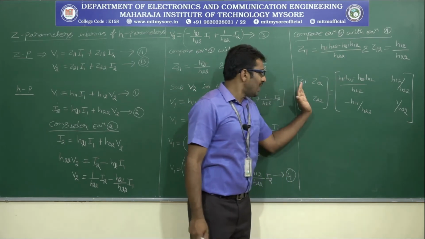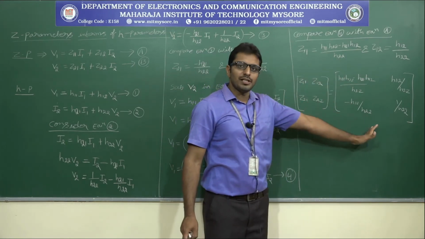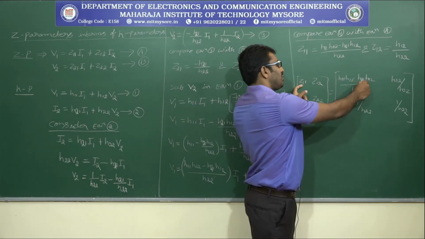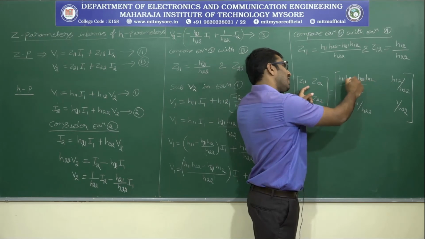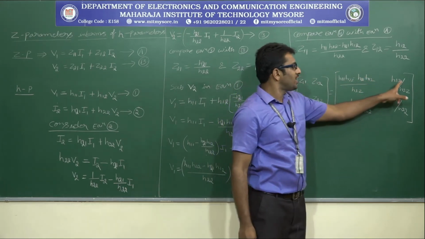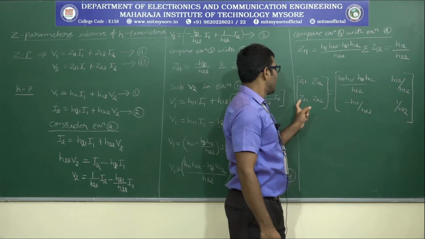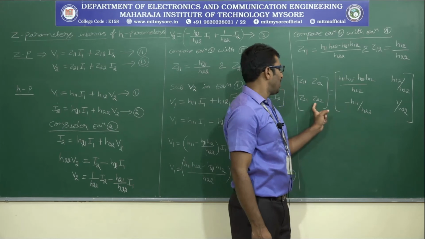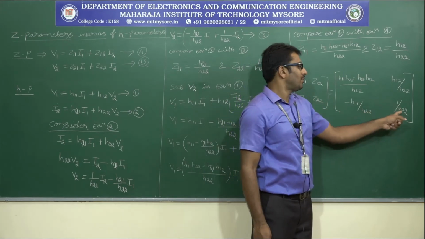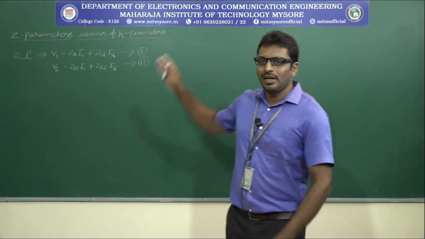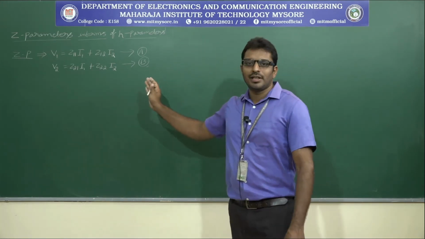Finally, Z parameters in terms of H parameters. Z11 is H11 H22 minus H21 H12, or else we can call it delta H also. Z12 is equal to H12 by H22. Z21 is equal to minus H21 by H22. Z22 is equal to 1 by H22. Thank you. Now let us move on to the next interrelationship.